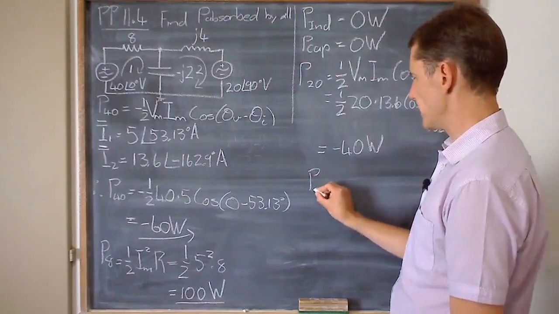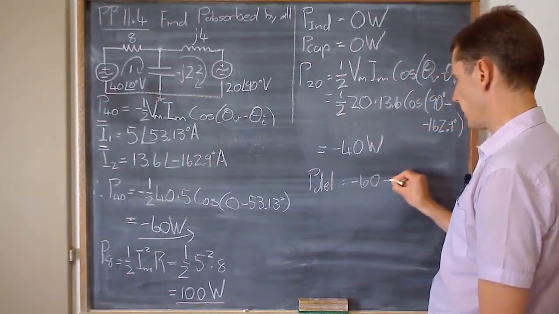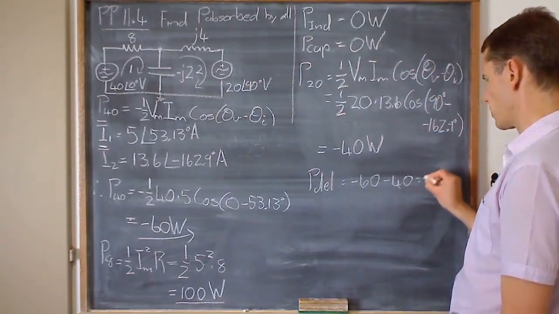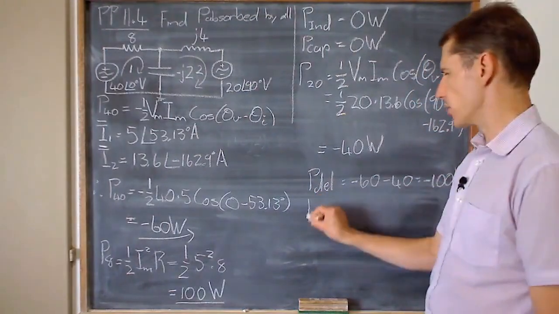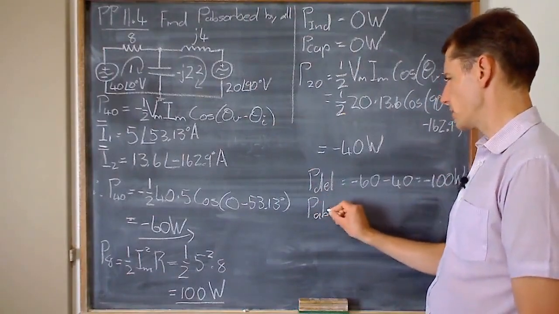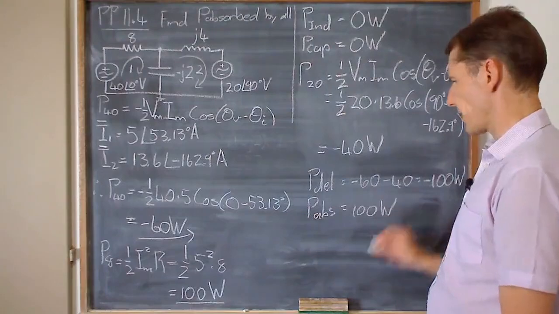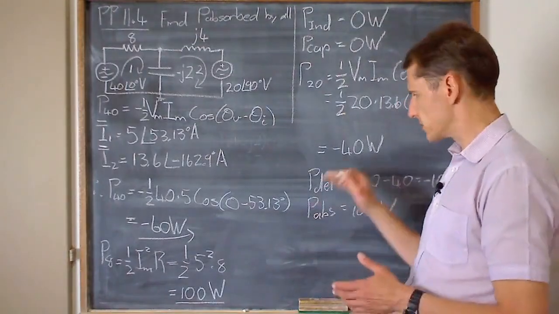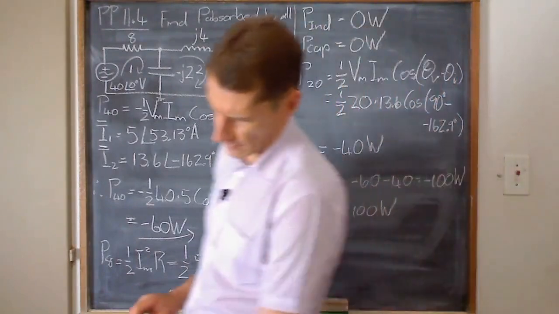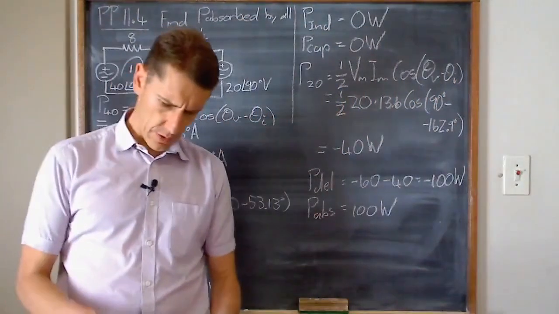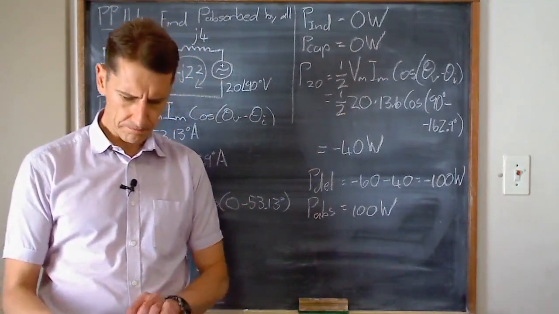So P delivered equals minus 60 minus 40 equals minus 100 watts. And your P absorbed equals 100 watts. So fantastic. The books balance, delivered equals the absorbed, and everybody is happy. Is that all I wanted to do there? Yes, P in equals P out. This is just what I wrote over there.